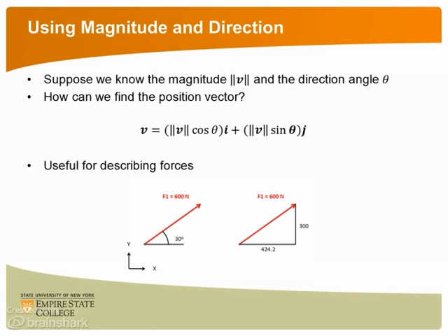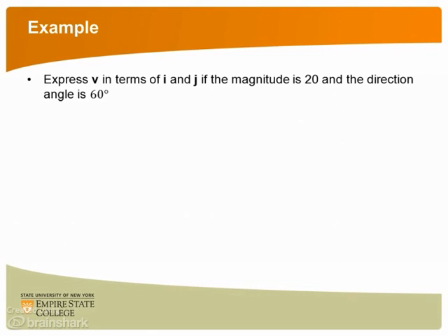Let's look at a couple of examples. Suppose we have a vector with a magnitude of 20 and a directional angle of 60 degrees. What is the position vector notation for this vector? We plug this information into the formula described earlier. This gives us the position vector of 10i plus 17.32j.